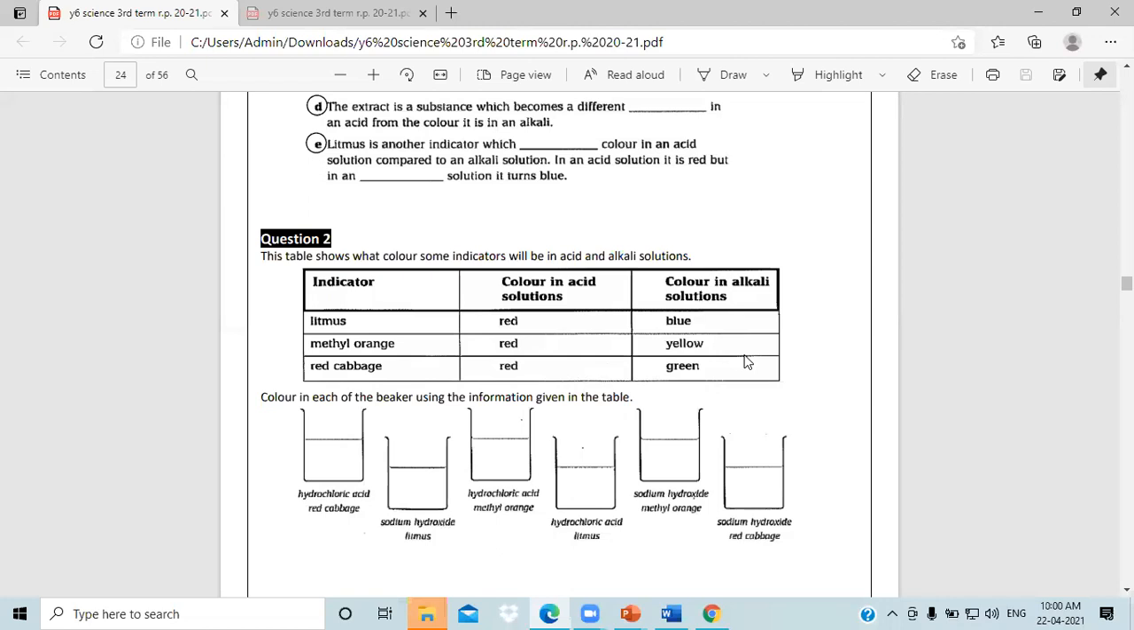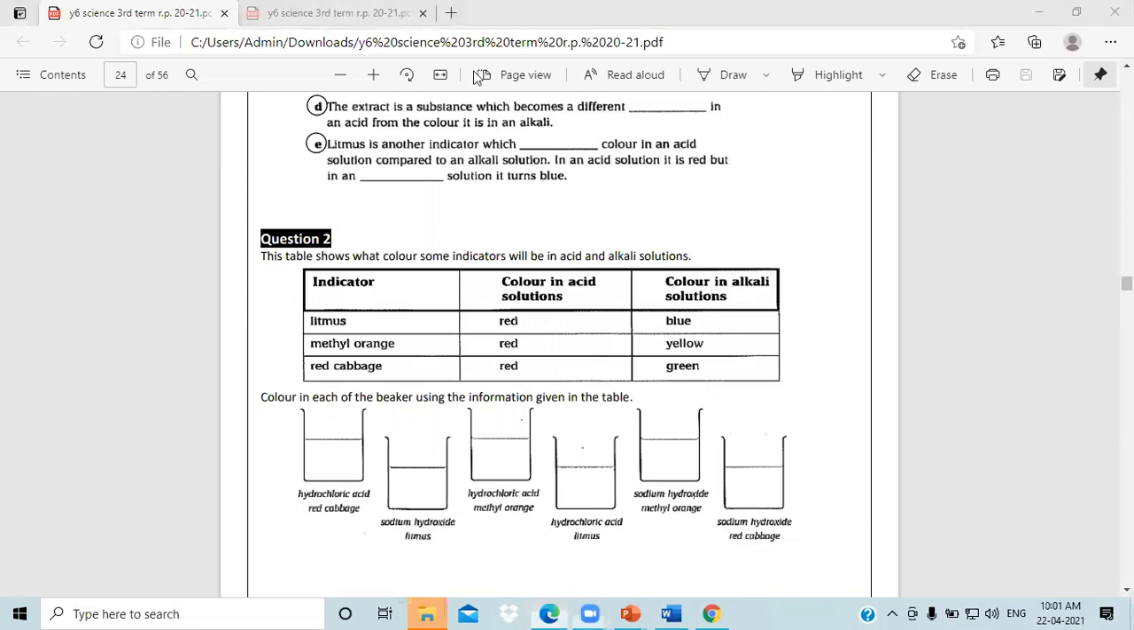All right, so now we have different solutions. First one is the hydrochloric acid. The second one is the sodium hydroxide. The third one is the hydrochloric acid. The fourth one is also hydrochloric acid. So they're only using hydrochloric acid and sodium hydroxide, but they want us to see how they react with the different indicators. Now let's see the first one.